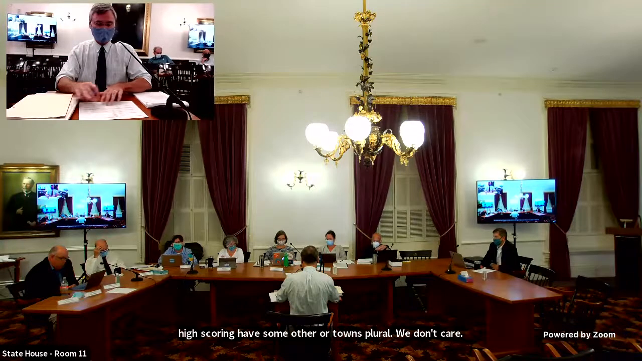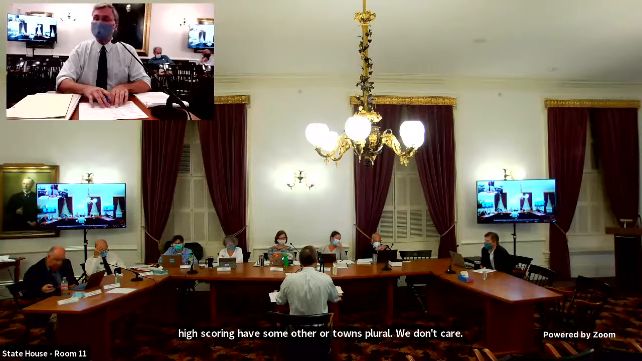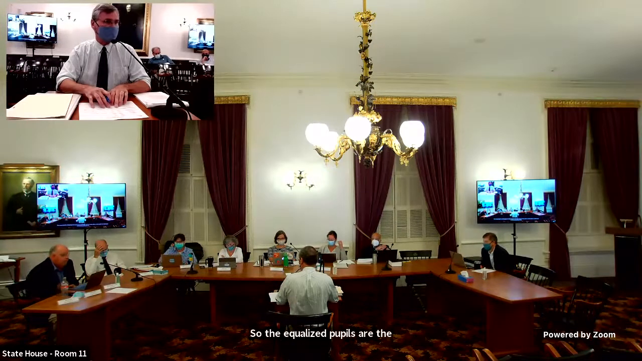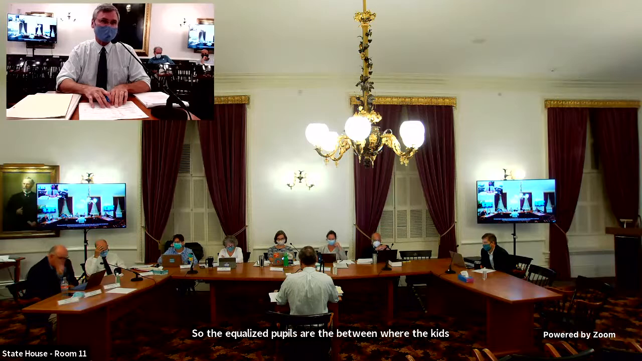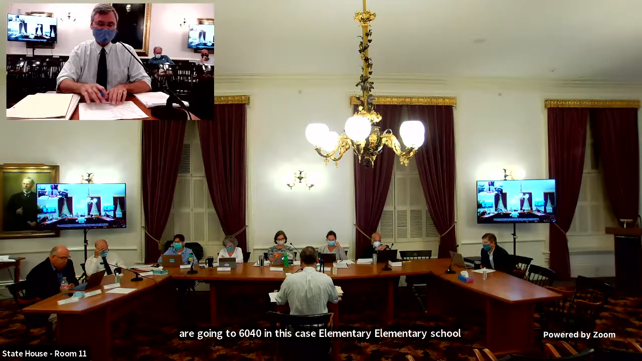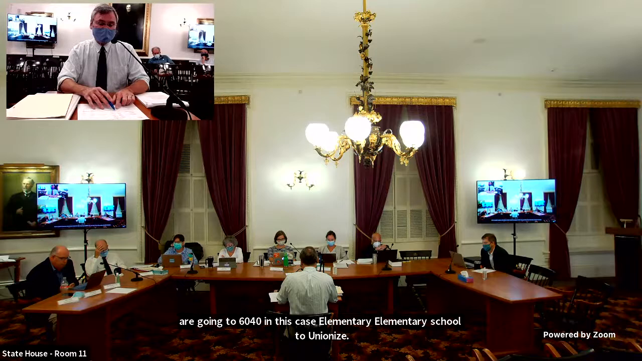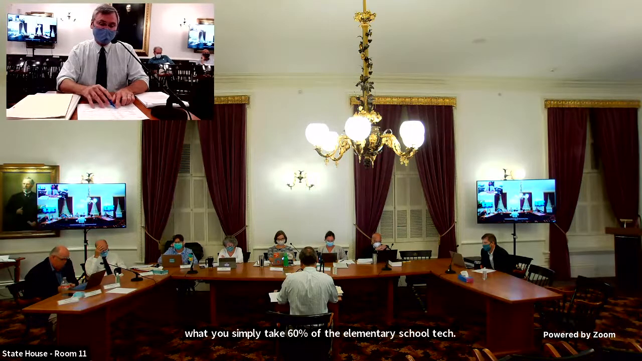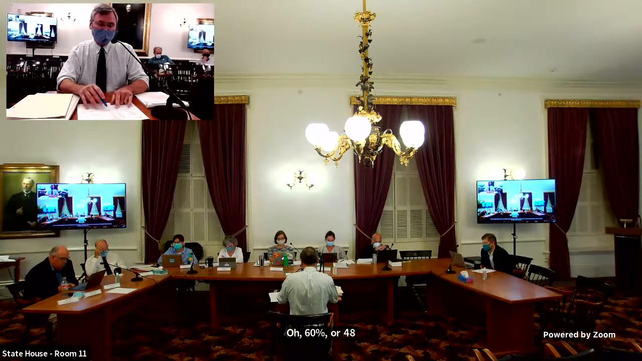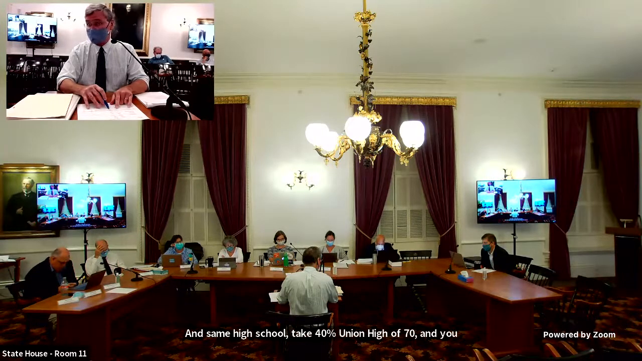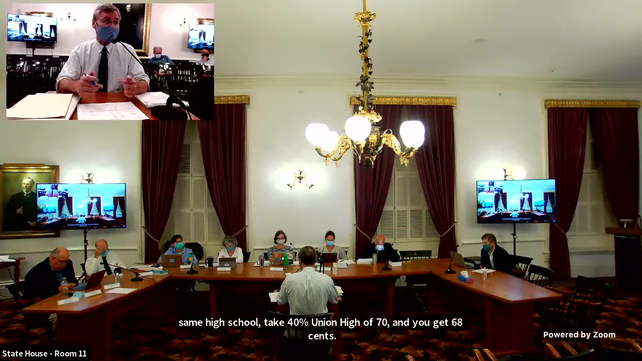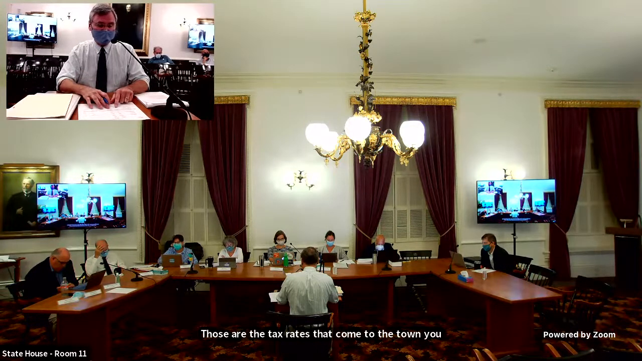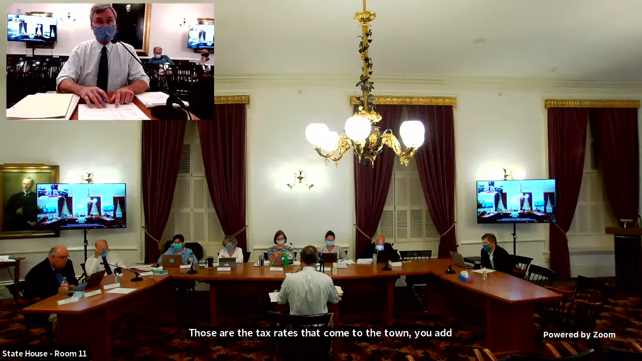There we go. So the equalized pupil split, the ratio between where the kids are going, is 60-40 in this case, elementary school to Union High School. So what you do is simply take 60% of the elementary school tax rate. 60% times $1.40 is 84 cents on line 9. And you do the same thing with the high school. Take 40% of the Union High School tax rate of $1.70 and you get 68 cents. Those are the tax rates that come to the town. You add those together on line 10 and you get $1.52.